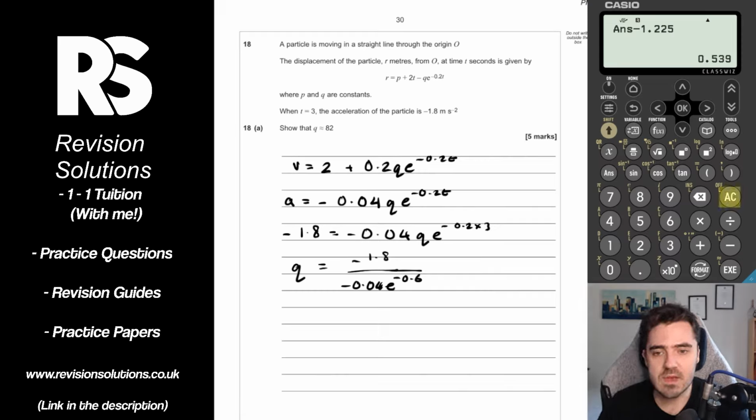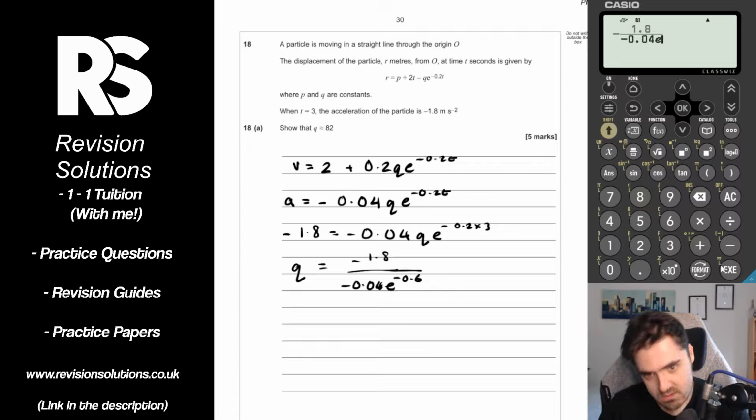So if we plug that in the calculator just to check it comes out, so minus 1.8 all over minus 0.04 e to the power of minus 0.6, which is 81.99. So yeah.